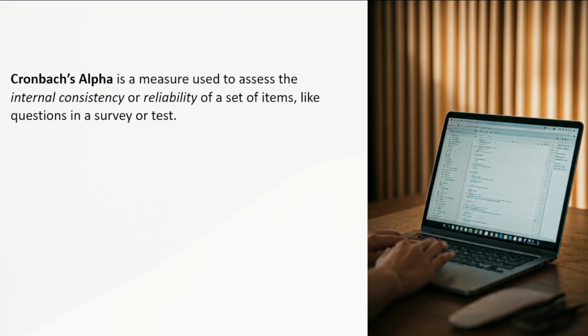So let's start with the definition of Cronbach Alpha. Cronbach Alpha is a measure used to assess the internal consistency or reliability of a set of items, like questions in a survey or a test. So basically it tells us how well the items in the test measure the same underlying concept or variable.